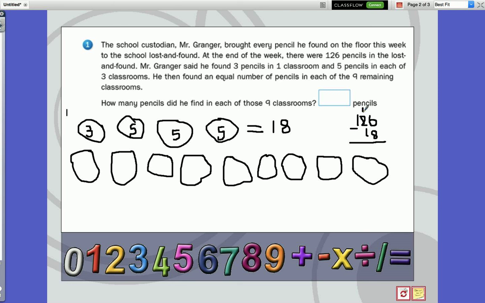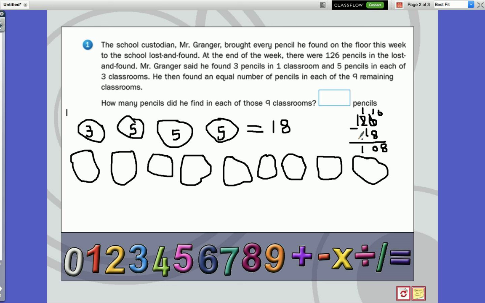So I'm going to borrow from my tens place here. 16 minus 8 is 8. 1 minus 1 is 0, and 1 minus nothing is 1. So there's 108 more pencils, and he found an equal number in each of these 9 classrooms.